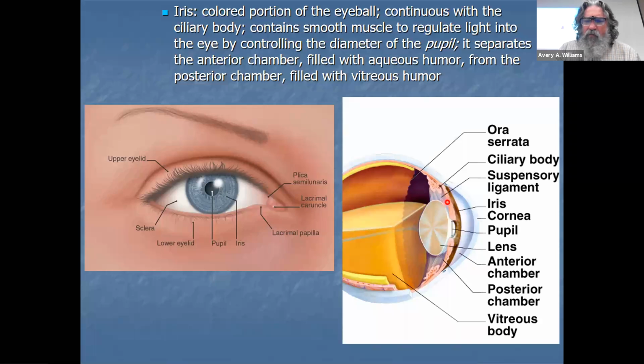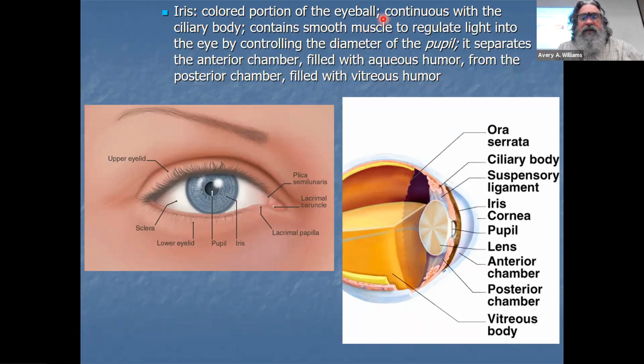But what is it? It's not there to be colorful and pretty. That's not its function. I tell you that it is the colored portion of your eye. It's continuous with the ciliary body. If you look carefully, here's the ciliary body. That's muscle, and then you kind of see some more muscle extending forward as the iris. It contains smooth muscle to regulate light in the eye by controlling the diameter of the pupil.